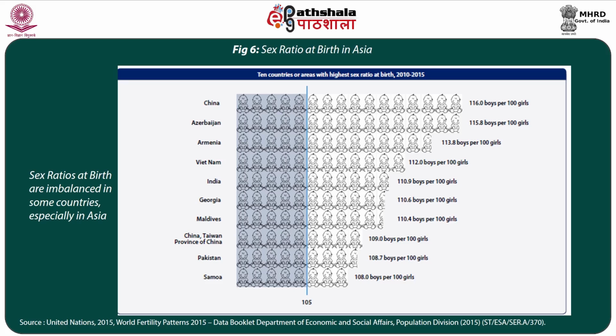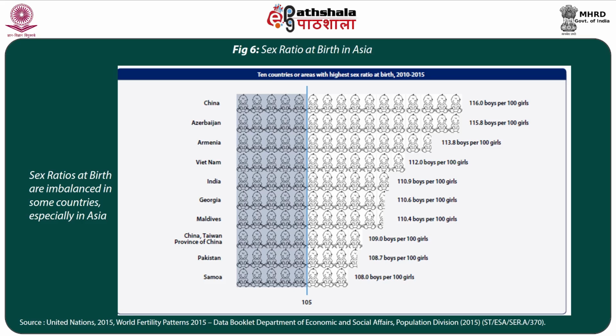In case of figure 6, the sex ratio at birth is given for Asian countries. 10 countries or areas with highest sex ratio at birth during 2010-2015, because the sex ratio at birth is imbalanced in some of the countries, particularly the Asian countries.